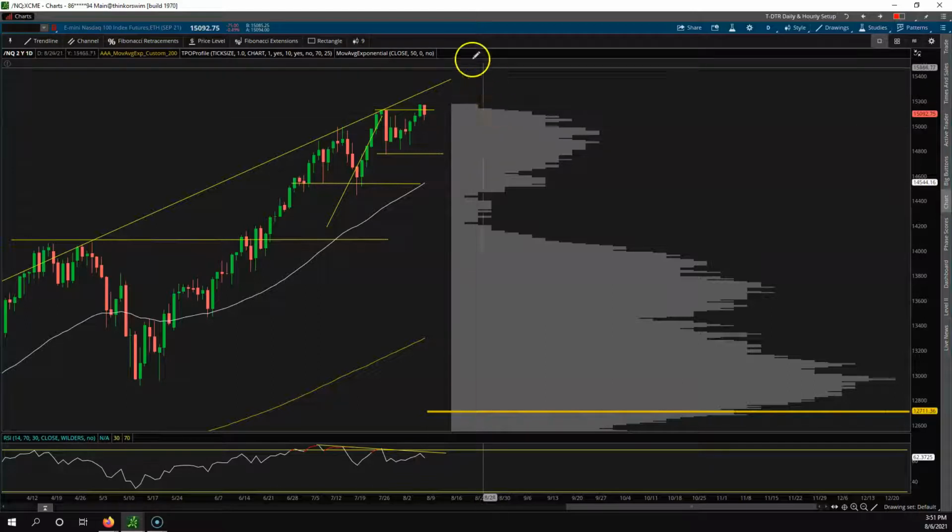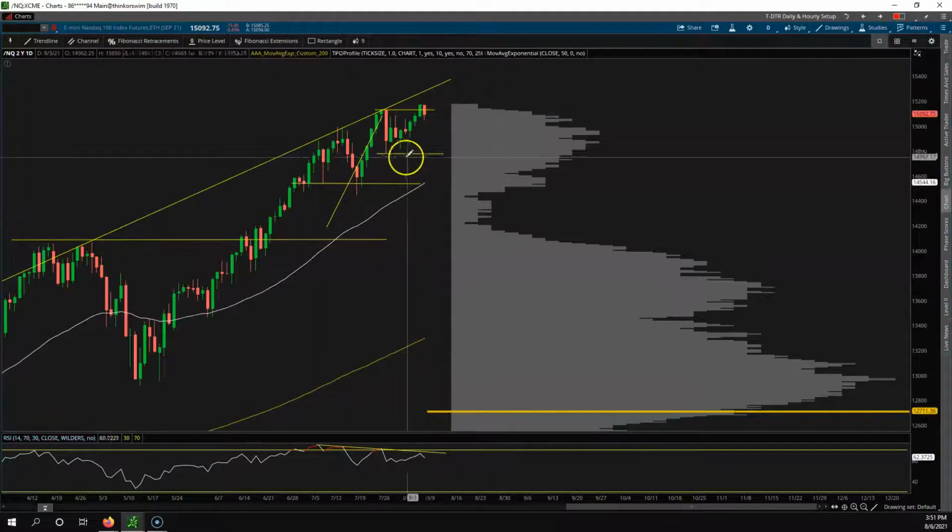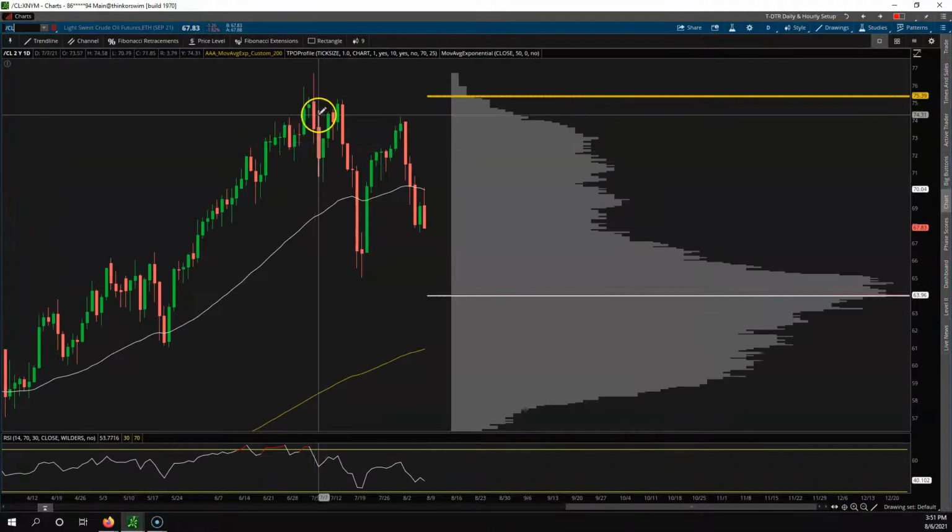But overall, there really is an excess. I don't think overall net this whole rally's over yet. So just be careful there. Slash crude, CL, for crude oil.